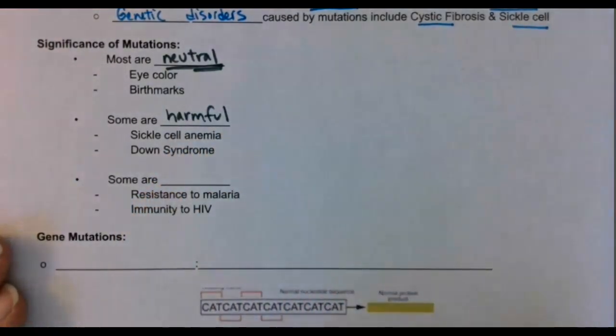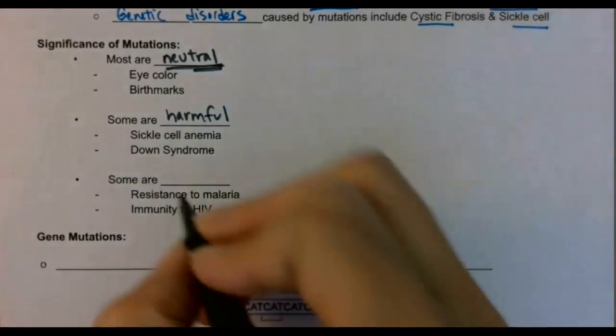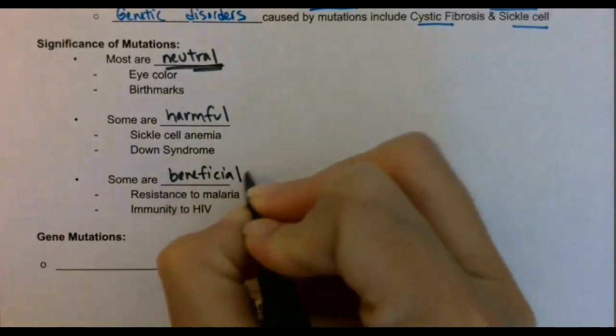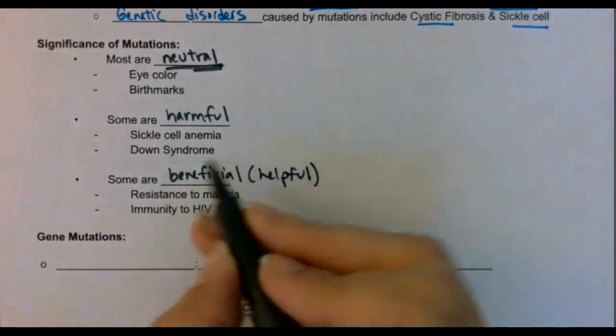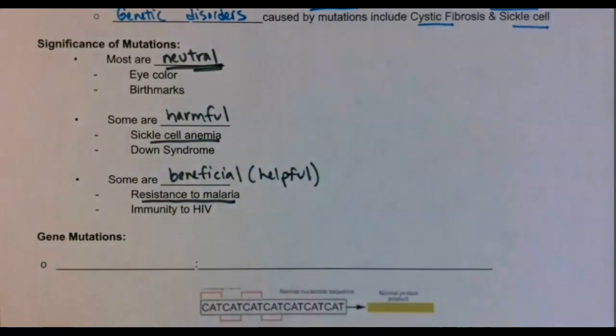For example, sickle cell anemia and Down syndrome make you very sick. And some mutations are beneficial or helpful. For example, the same mutation that causes sickle cell anemia also causes resistance to malaria. Some mutations cause immunity to HIV. So mutations can be positive, negative, or neutral.